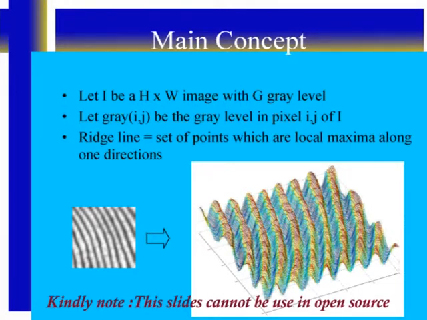So compare it to a mathematical function. This is the maxima of the function, and this is the minima. This is the maxima. There are multiple maxima. So you can calculate local maxima, you get points on the ridge, and you draw a line along the local maxima, you will get a ridge line.